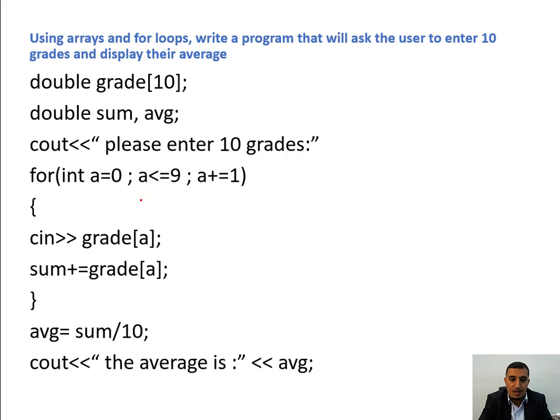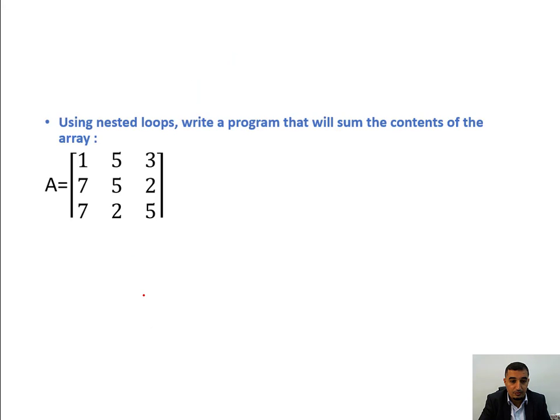Using arrays and loops, write a program that will ask the user to enter 10 grades and display their average. So we want to store our grades in an array called grade of type double of size 10. So we ask the user to enter 10 grades, and as we enter the grades we save them in the array, and at the same time we add them to sum. At the end we have the average stored, and we can have all the values stored in the grade array.